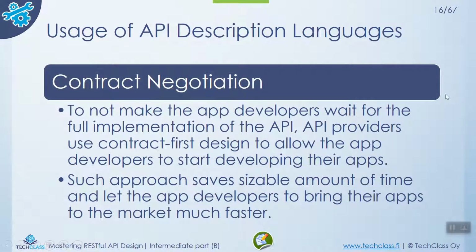We have the term contract negotiation. Before our API consumers can lay their hands on the API, typically we have to make them wait for the whole API to be developed. But if we are using API description language, then we can let them also start developing their applications, web applications, projects, and whatever they are working on, because it can be used as a blueprint.